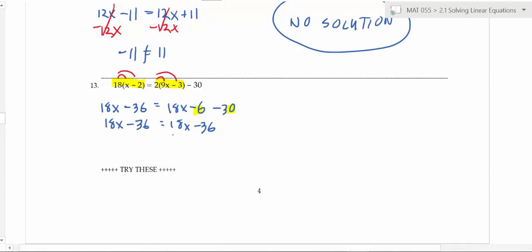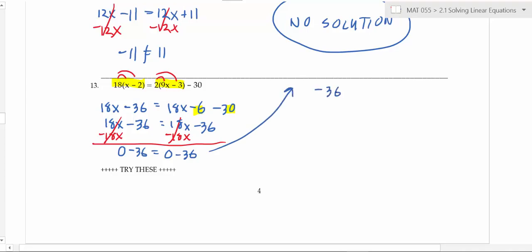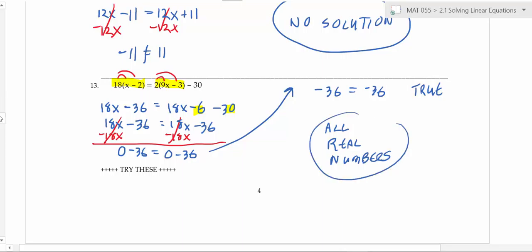You could also show another step by subtracting 18x from both sides. But when you do that, the variables cancel out. You really end up with 0, and then minus 36 equals 0 minus 36. So you end up with the true statement like that. Again, this is not a true or false problem. It's what are the solutions. So the solutions are all real numbers. So you just write the answer like that. Okay, so that's how that goes.